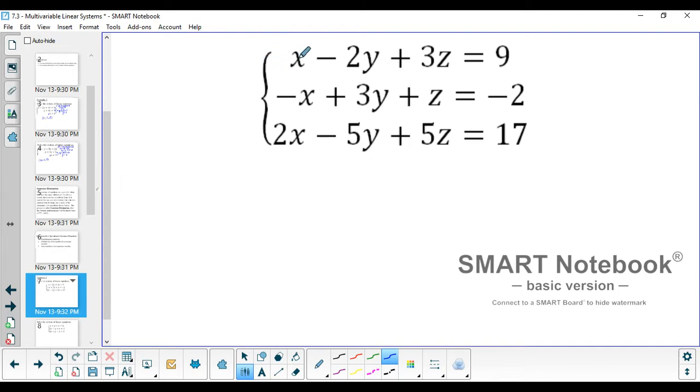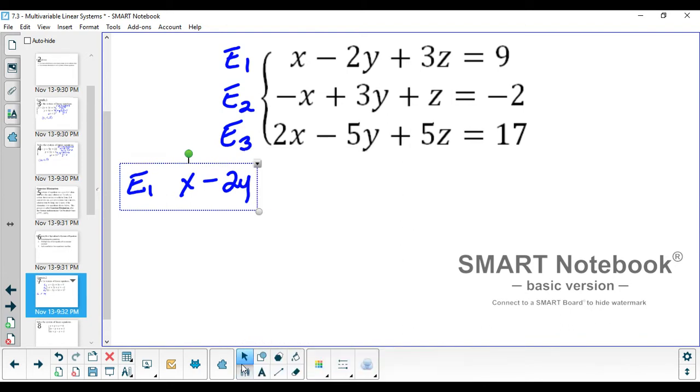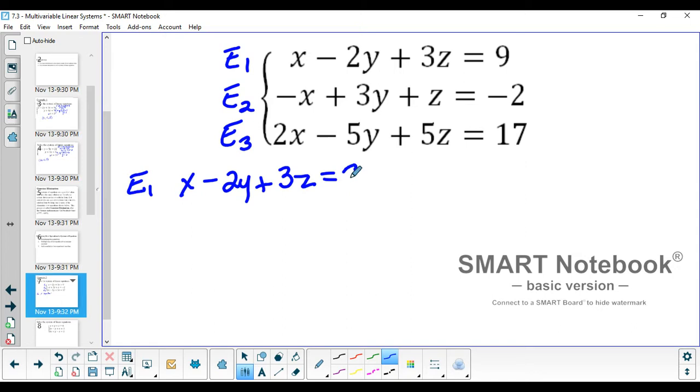So for example, we want this to be a 1. It already is. So I'm going to call this E1 for equation 1, this E2 for equation 2, and this E3 for equation 3. Since this is already a 1, I just leave it. So I'm going to leave E1. So that's x minus 2y plus 3z is equal to 9.